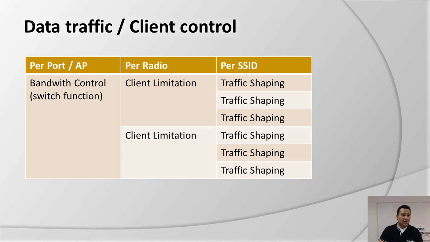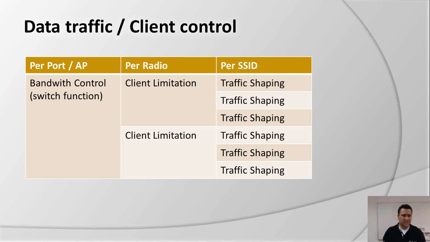We've seen the client limitation, which is based on per radio, and per SSID we can also do traffic shaping, as I explained in previous slides. So we can do per port, we can do per radio, and we can do per SSID, respectively. Bandwidth control on the switch function, per radio can do client limitation, and traffic shaping per SSID.